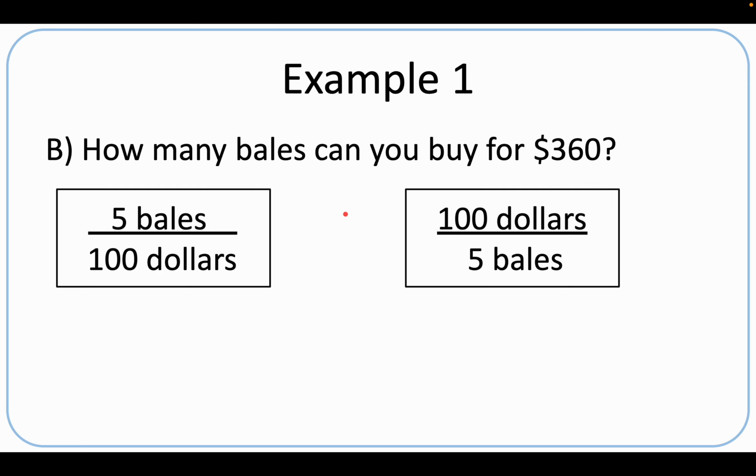So one question we could ask is, how many bales can you buy for $360? Now, with deciding which of these rates we want to use to find an answer, you want to really pay attention to your question. So look at this part where it says how many bales. So our answer is going to be bales. So then we're going to pick the rate that has bales in the numerator, and that's how we know which rate we want to choose between these two. So I'm going to do 5 bales.